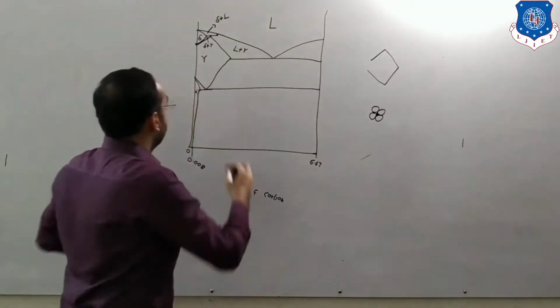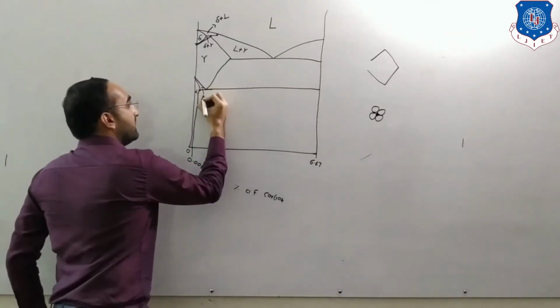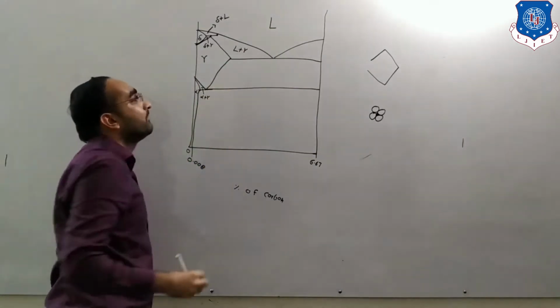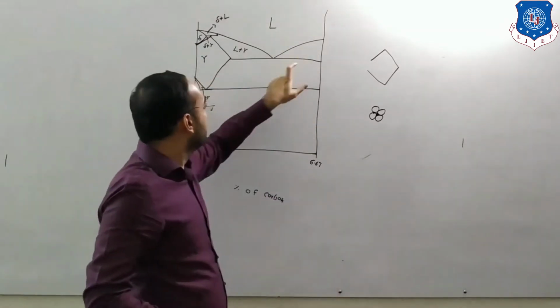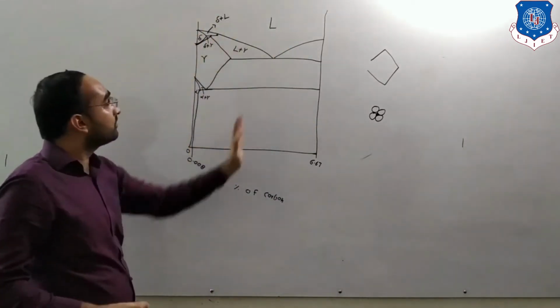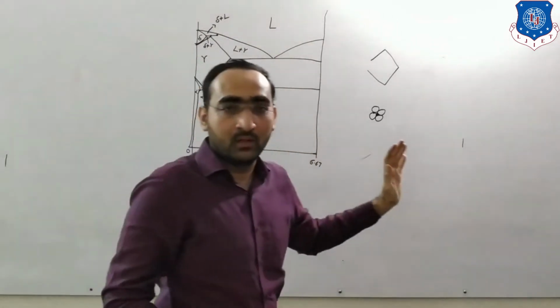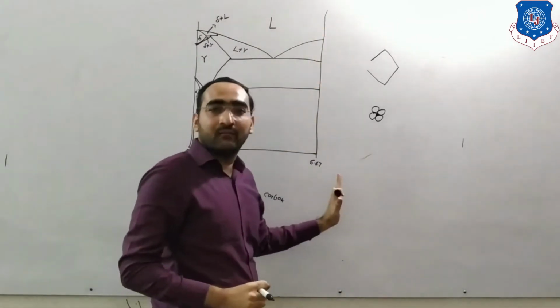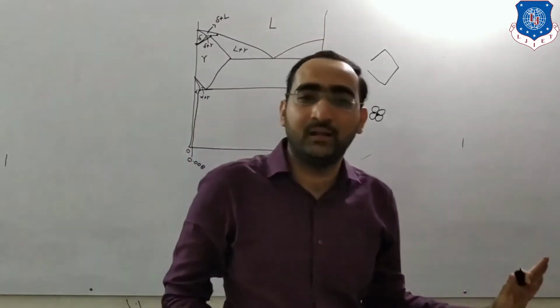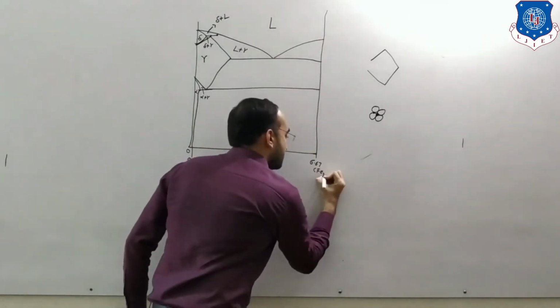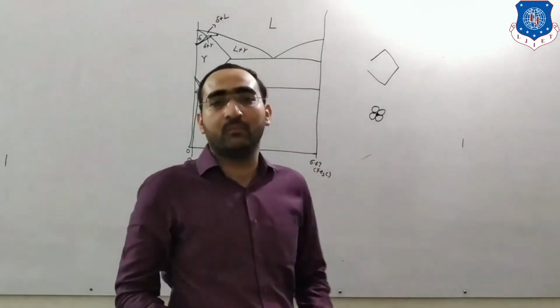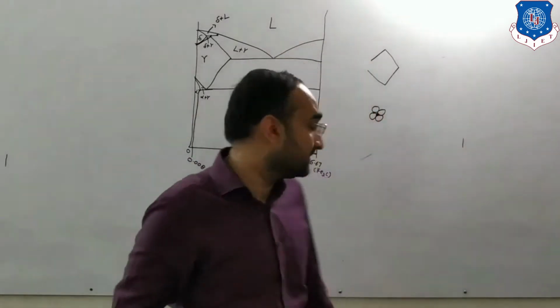Now comes this other region. This region is between alpha and gamma. So now we are left with 3 portions. 1, 2, 3. All the portions we have indicated. Now this line 6.67 is an indication of your cementite. Cementite, that is Fe3C. Iron and carbon in the combined form, that is your cementite.